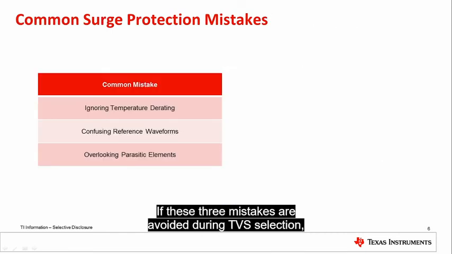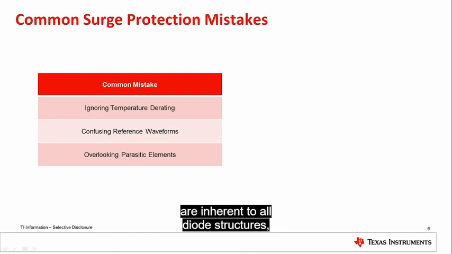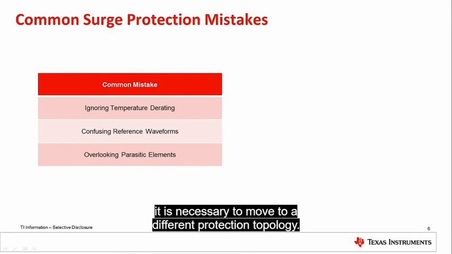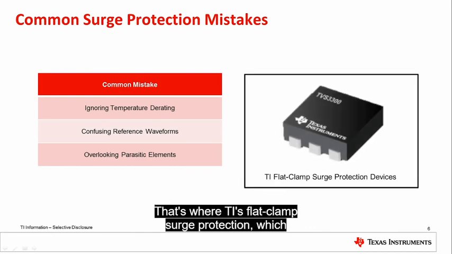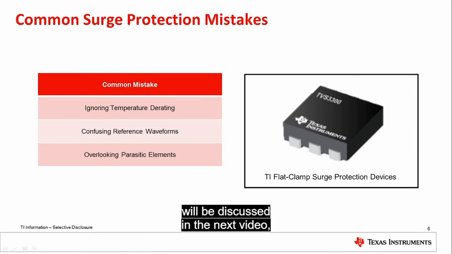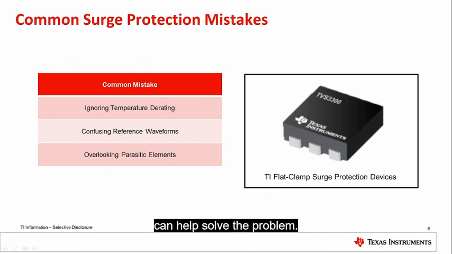If these three mistakes are avoided during TVS selection, it will lead to a more robust and effective surge protection stage. The limitations and concerns that have been discussed are inherent to all diode structures, so if a design needs more precise protection, it is necessary to move to a different protection topology. That's where TI's flat clamp surge protection, which will be discussed in the next video, can help solve the problem.